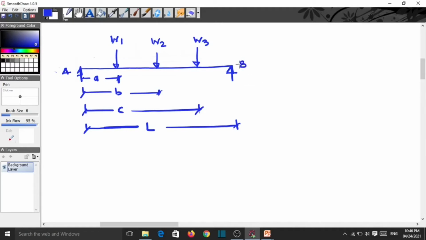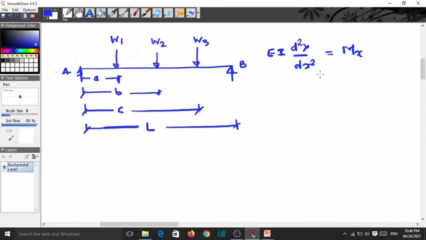So now, as per the slope deflection curvature equation that we know, EI d2y by dx square is equal to Mx. Now this equation is used to find the deflection by Macaulay's method.